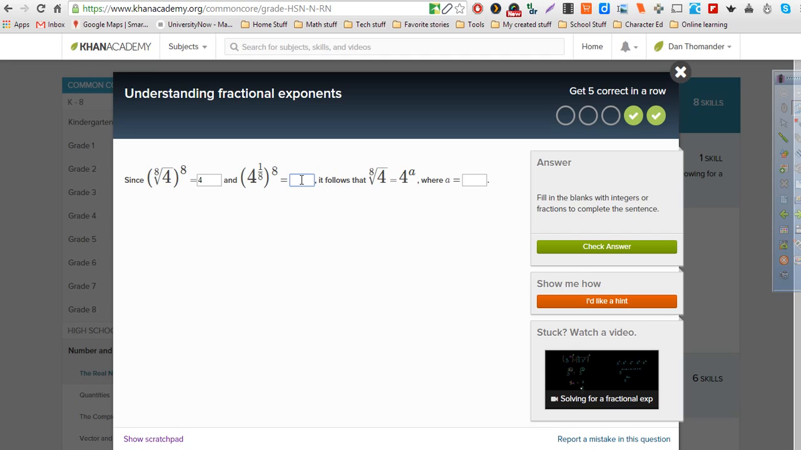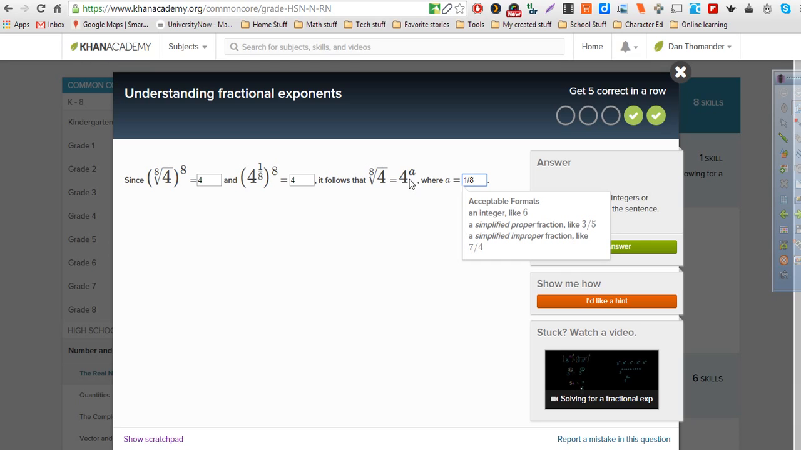So I can put that 4. And then it says, it follows that the 8th root of 4, so that's this part right here, is equal to 4 to the blank. This is just using logic. If they both give me 4, then this should be equal to 4 to the 1/8, so it's 1/8.